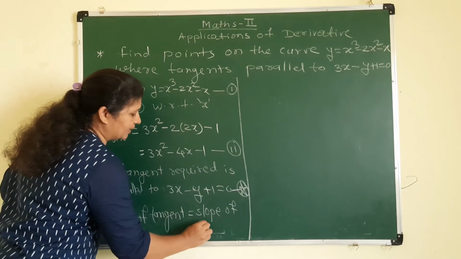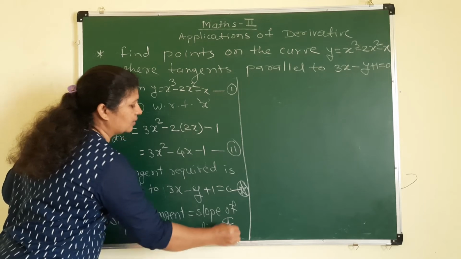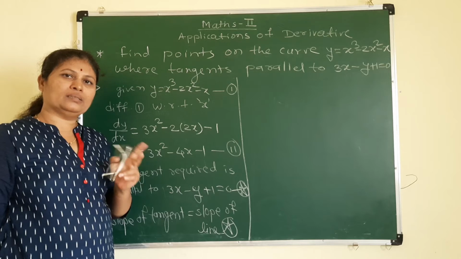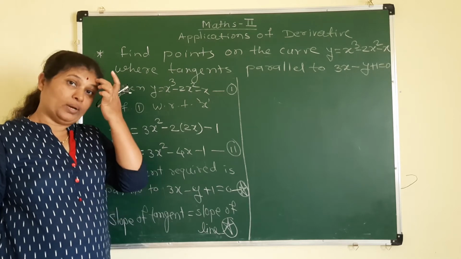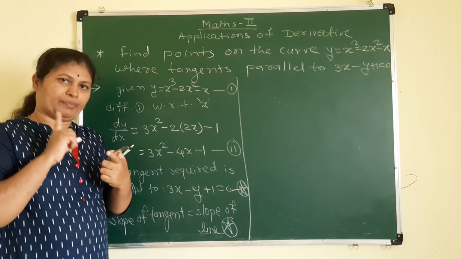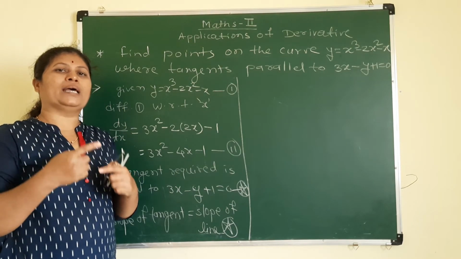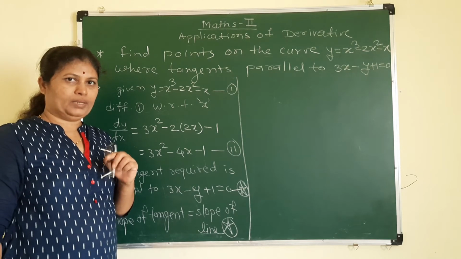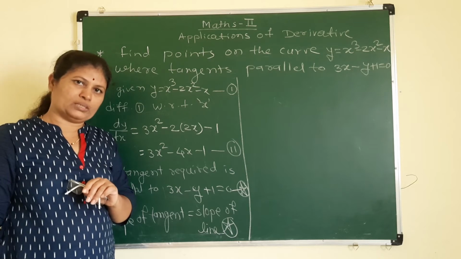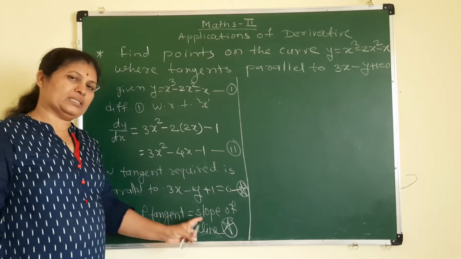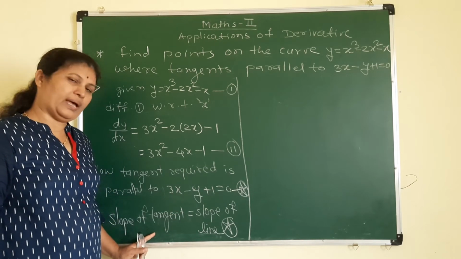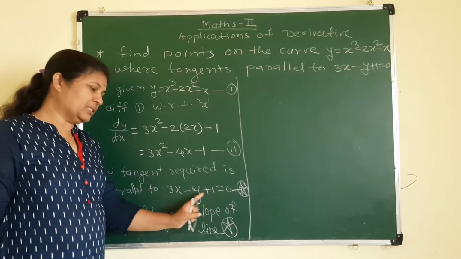Slope of the line represented by equation star. We know if two lines are parallel to each other, their slopes are equal. If two lines are perpendicular to each other, their slopes are negative reciprocals of each other. Tangent and normal are perpendicular to each other, so their slopes are negative reciprocals of each other. And these two lines are parallel to each other, therefore their slopes are equal. Tangent will have the same slope as that of this line.